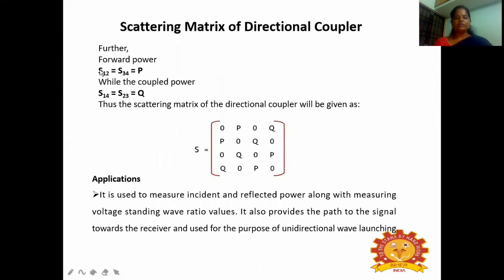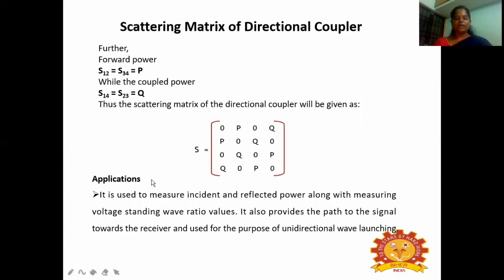We know that forward power is between port 1 and 2 and between port 3 and 4. So S12 is equal to S34, which is equal to P. The forward power is denoted by P. The coupled power is between 1, 4 and 2, 3, which is denoted by Q. In the scattering matrix, if we replace the forward power in terms of P and the coupled power in terms of Q, then we get this matrix. This is the scattering matrix of the directional coupler.